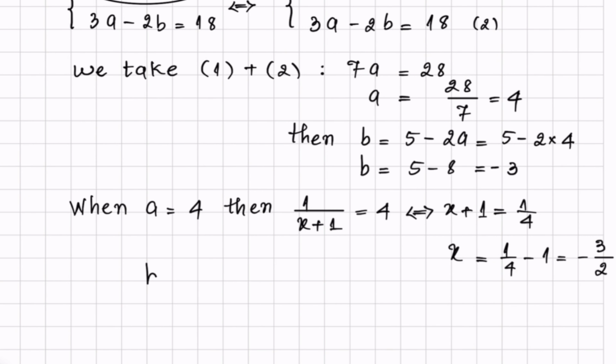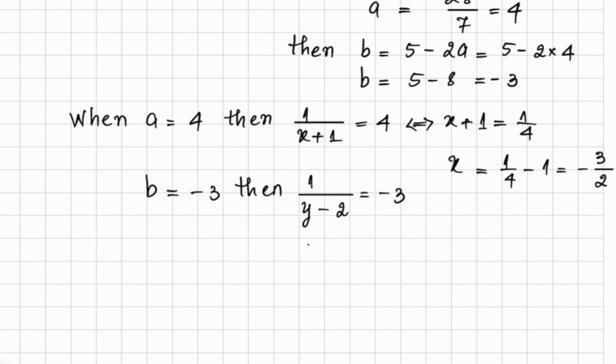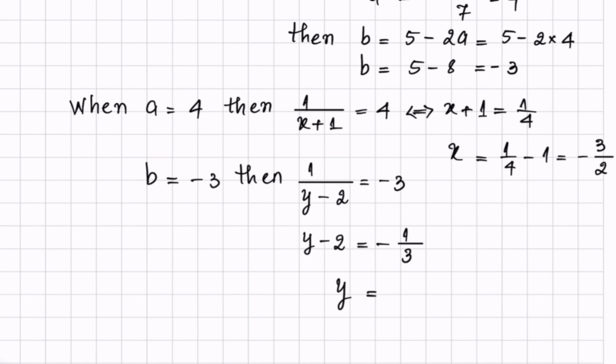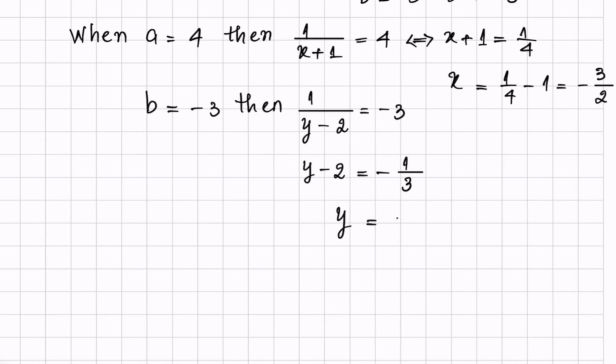And then when b equal to negative 3, then we can find that 1 over y minus 2 is equal to negative 3. Then y minus 2 equal to negative 1/3. Then y equal to, we can add both sides of the equation with 2, then we will get 2 minus 1/3. Then 6 minus 1 divided by 3, that will be 5 over 3.